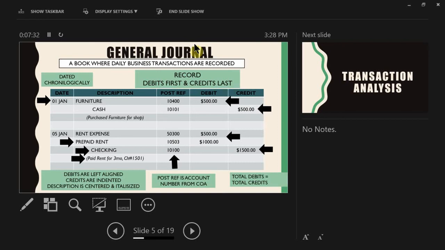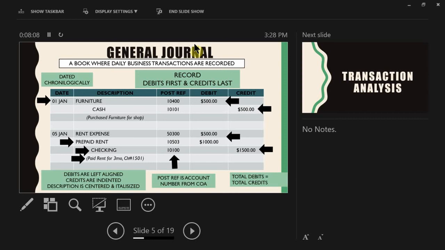But how we journalize is going to be the account name, and again, if it's a debit account, meaning that we're trying to increase with a debit or decrease with a debit, it will always come first. That transaction will always come first. And you're always going to be able to recognize it by left aligning it. Credits are always going to have an indentation. All right?